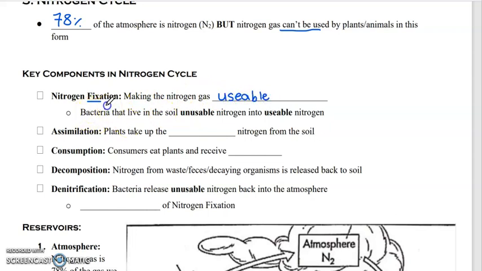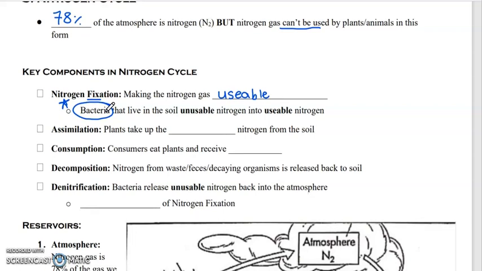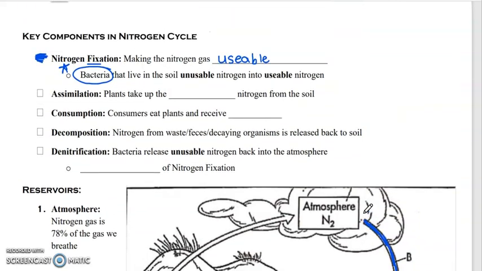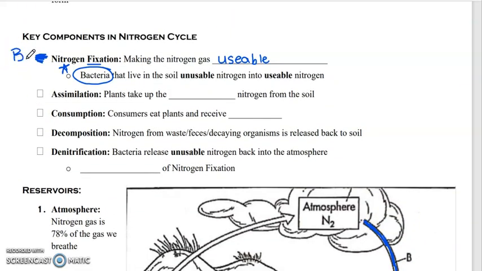This is happening because of bacteria. Maybe put a star there. There are bacteria in the soil and they can process the nitrogen. We can't, but they can. They change the way that the molecule looks, and they take it from this unusable form to a usable form. That's good for us. So nitrogen fixation fixes the problem. It allows the unusable nitrogen in the atmosphere to be converted to a usable state, and it's happening in the soil by bacteria. That is what arrow B is showing us: taking nitrogen from the air and making it usable.